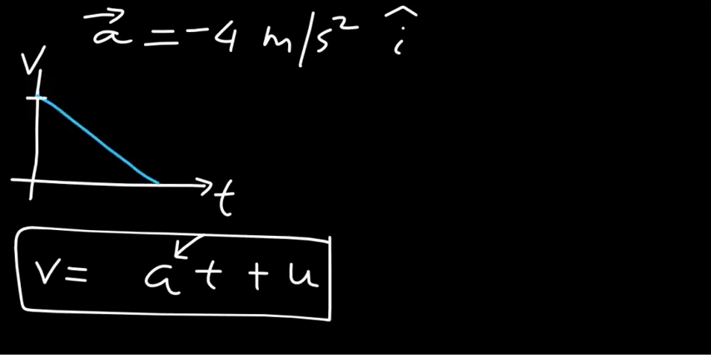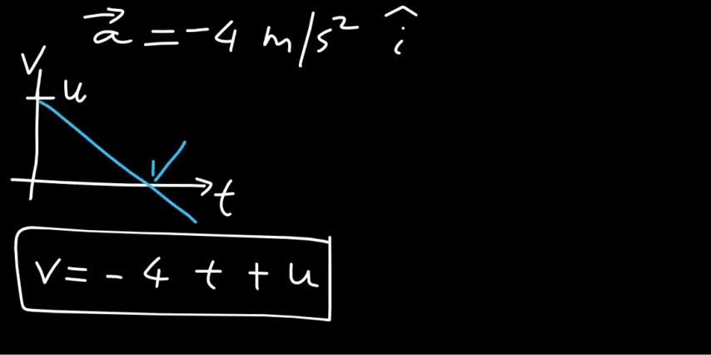At t equals 0, let's say it has an initial speed of u. Since the acceleration is negative, the gradient is negative. That means the object is decelerating, namely it's slowing down. So we can simply write it as minus the magnitude of the acceleration times t plus u, where in our present case, it is just v equals minus 4t plus u. What if the graph is like this? It extends beyond that point.